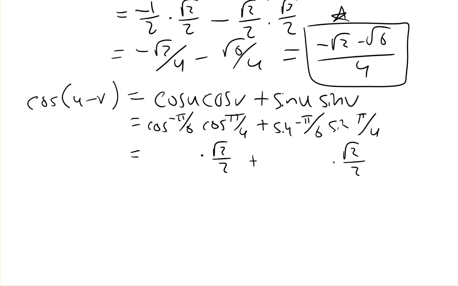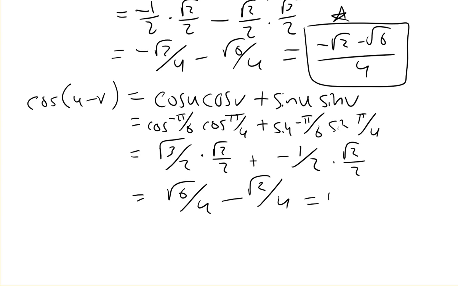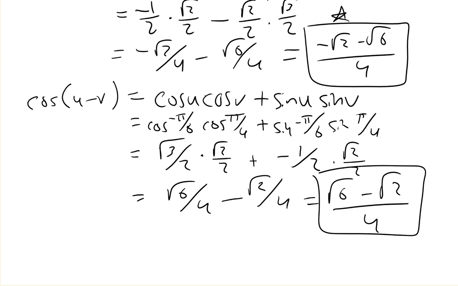So sine here is -1/2. Cosine there is square root of 3/2, which is square root of 6/4 minus square root of 2/4. Okay with that part? Mm-hmm.